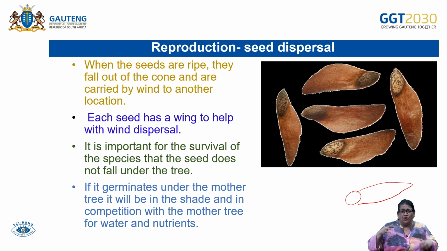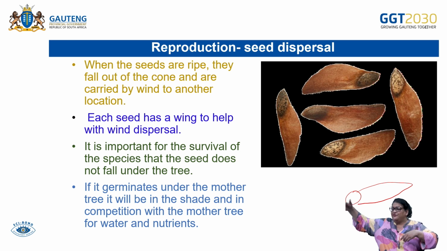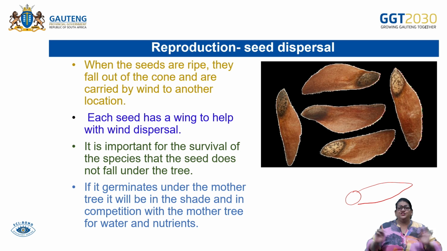Why mustn't all the seeds fall right underneath the parent tree? If all the seeds germinate right under the parent tree, they're going to compete for water, for light. Then they're not going to germinate and they're going to die. Maybe one or two will survive. But if the seeds spiral, they will fall further away from the parent tree, so we can have a wide spread of pine trees. Okay, so each seed has a wing to help the wind dispersal. It is important for survival of the species that the seed does not fall under the tree.